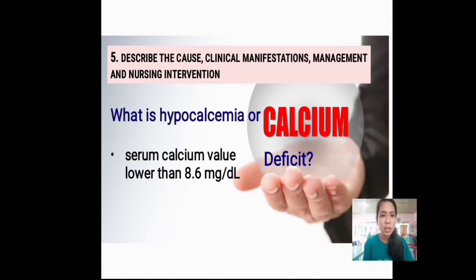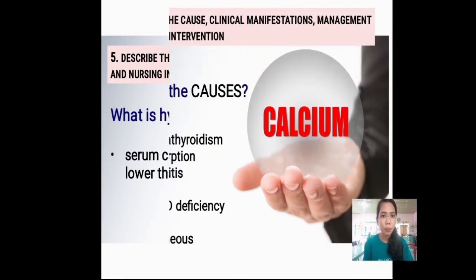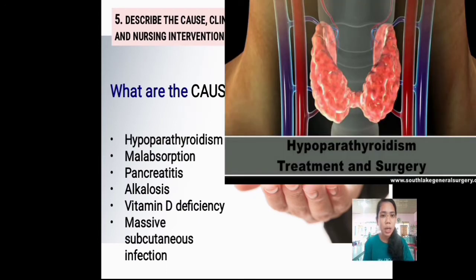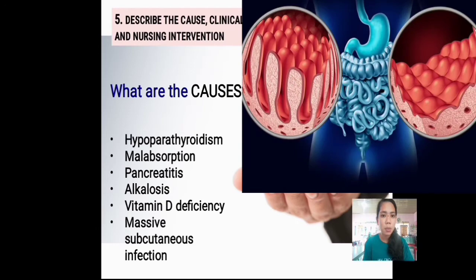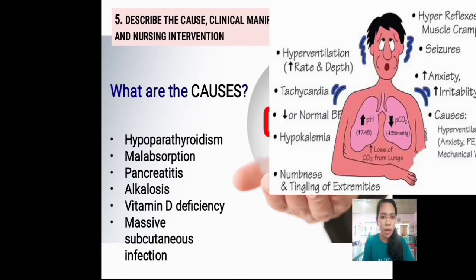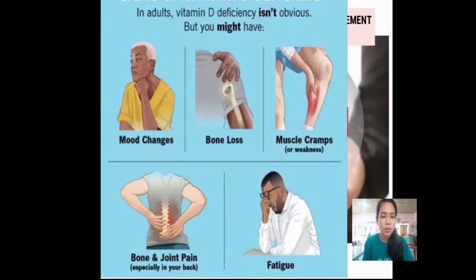It is wherein the serum calcium value is lower than 8.6 mg/dL. What are the causes of hypocalcemia? Number 1 is hypoparathyroidism. It is wherein our body produces abnormally low levels of parathyroid hormone. Next, what is malabsorption? Malabsorption is an impaired absorption of nutrients. Next is pancreatitis. It is an inflammation of the pancreas. Next is alkalosis. It is an excessive alkaline or bases in the body. Next is vitamin D deficiency.